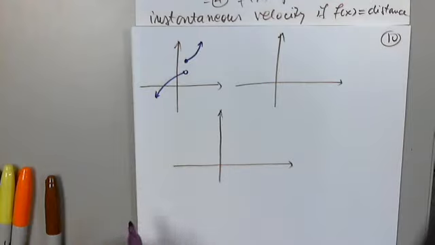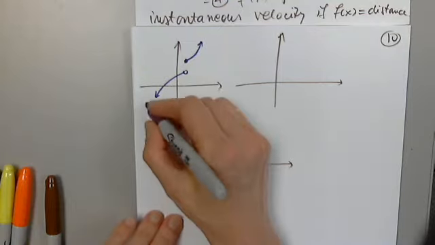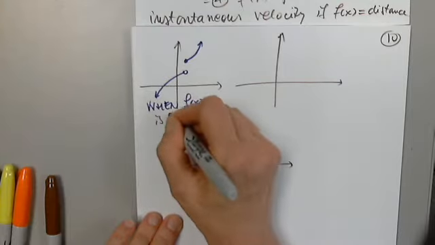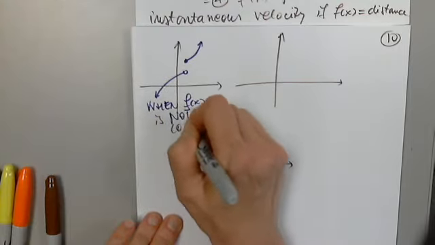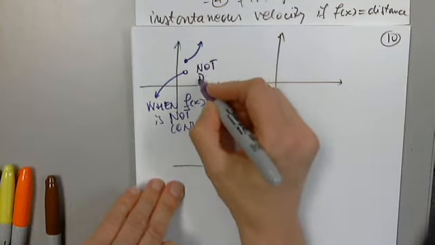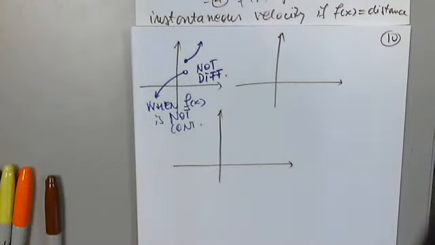Right. In other words, when the function is not continuous. It could be a jump, or it could be an infinite discontinuity, or it can be removable. So when f of x is not continuous, at that point the function is not differentiable. So not differentiable because it's not continuous.